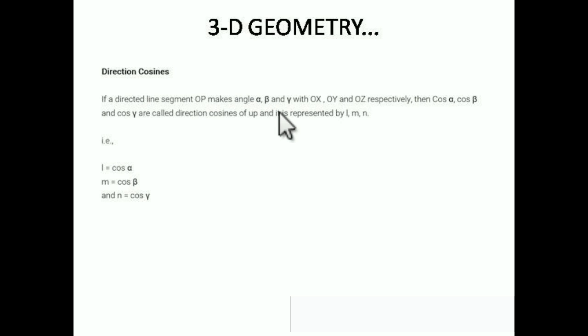if given, that is alpha, beta and gamma, then cos alpha, cos beta and cos gamma are called direction cosines, and that can be represented as L, M, N respectively. L is equal to cos alpha, M is equal to cos beta, and N is equal to cos gamma. Okay, so this is called the direction cosines. And how are you going to find this? If you have any equation, then you can find the direction cosines.